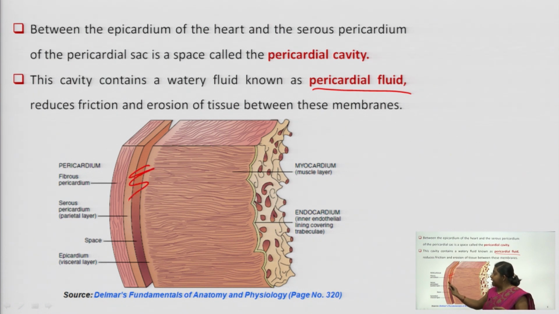So if there is erosion or friction in between these two layers, the heart will not show a smooth activity. During its contraction and relaxation process, there will be problems. So for easy contractility and without any friction, this pericardial fluid is present here.